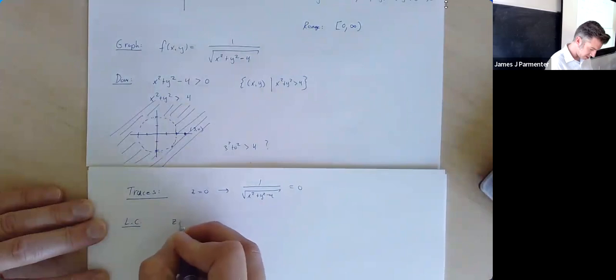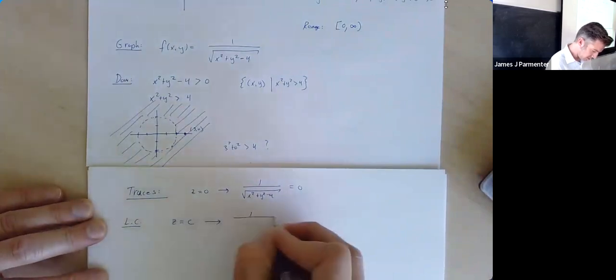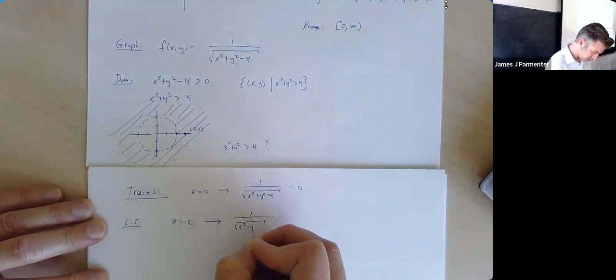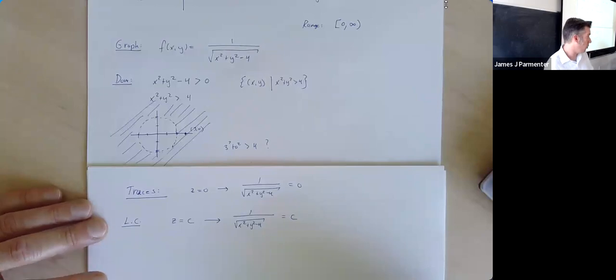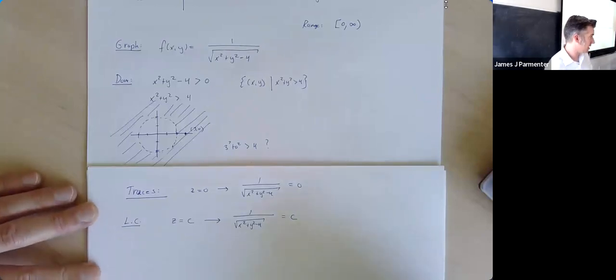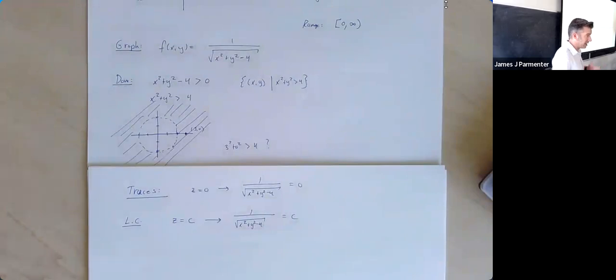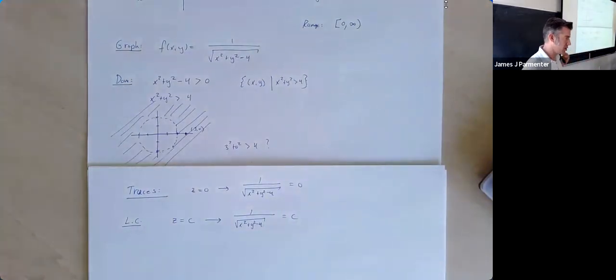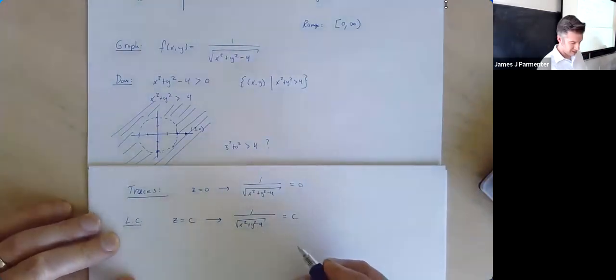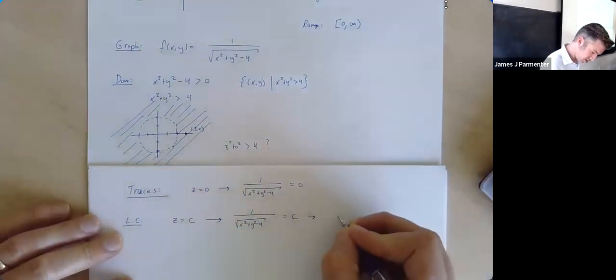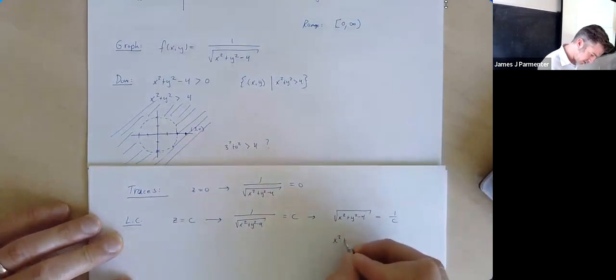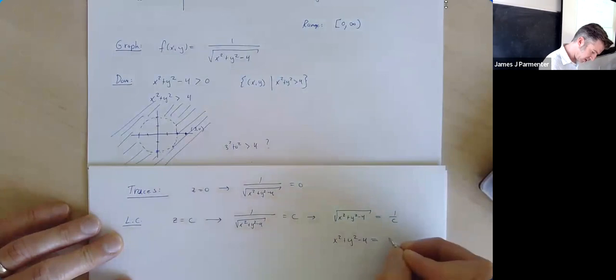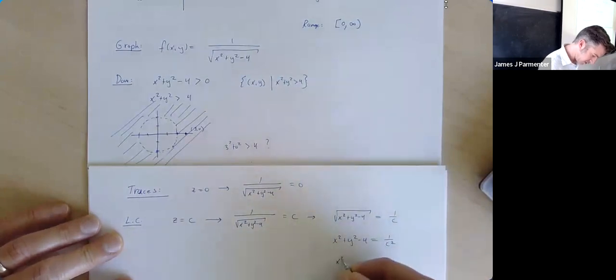Let's set z equal to a constant c. Then we get 1 over the square root of x squared plus y squared minus 4 equal to a constant. This is definitely where I would solve for not y, but for x squared plus y squared, because I know it's essentially going to look like a circle. If you've got x squared plus y squared, you should already think circle. So take the reciprocal of both sides: square root of x squared plus y squared minus 4 equals 1 over c, and then square both sides. So x squared plus y squared minus 4 equals 1 over c squared, and then add 4 to both sides.